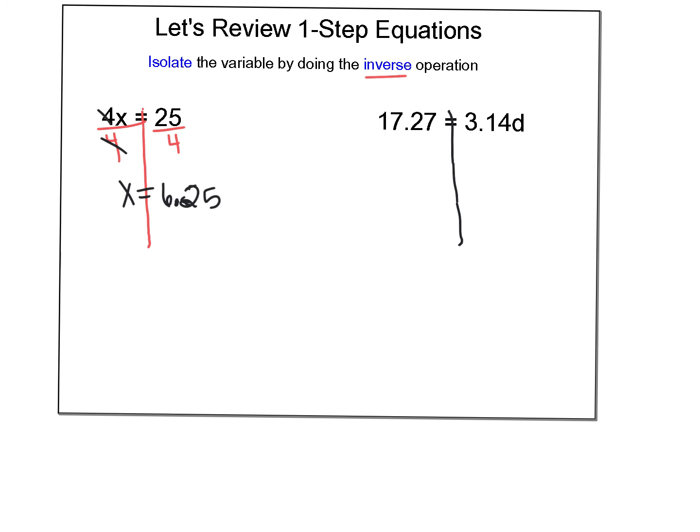Our job is to isolate the variable. So we do that by, since 3.14 is multiplying times d, we divide by 3.14. And whatever we do on one side, we do to the other side. So our 3.14s cancel each other out, so we're isolating d. We got d alone. And then on our calculator, 17.27 divided by 3.14 is going to equal 5.5. All right, and that is how we solve one-step equations.